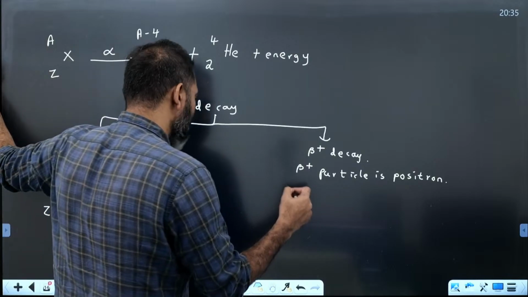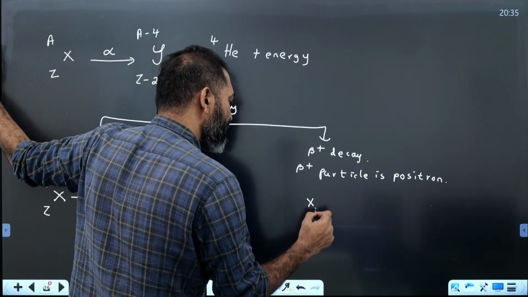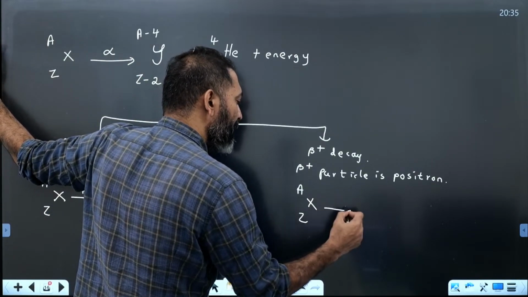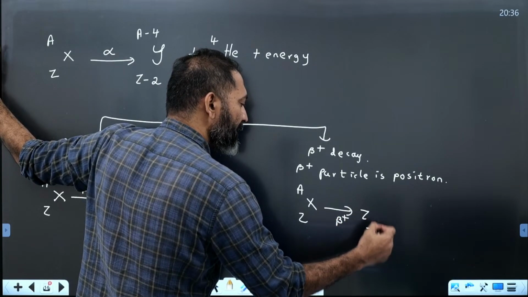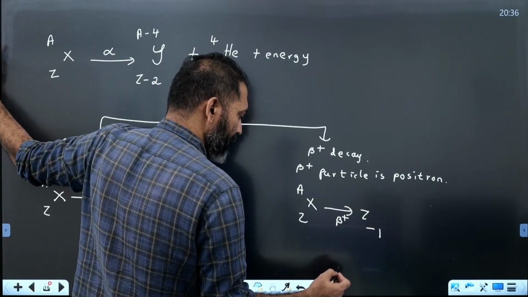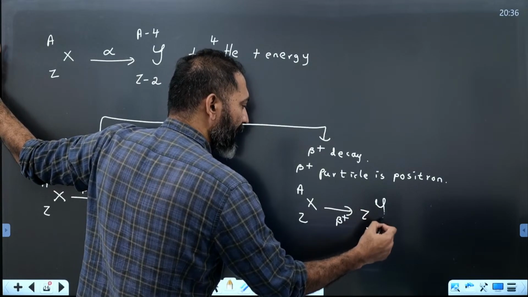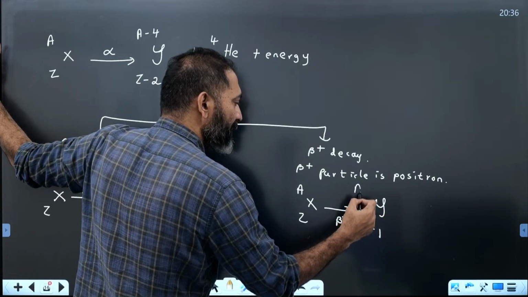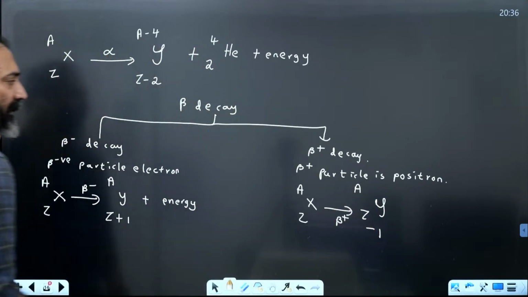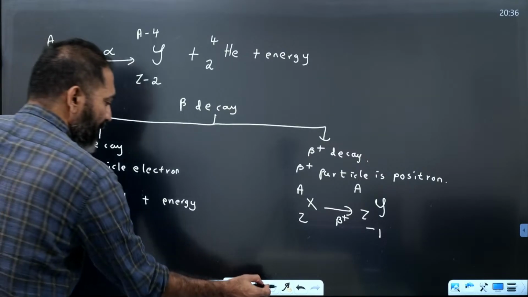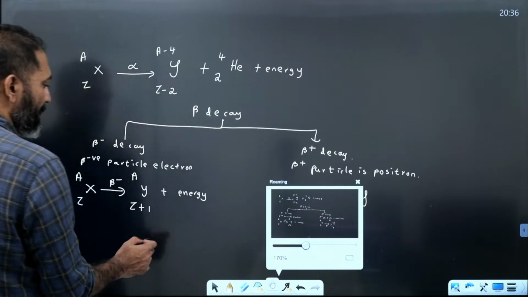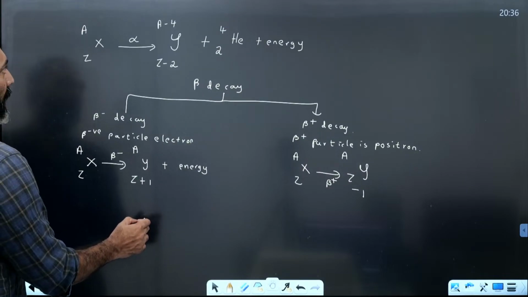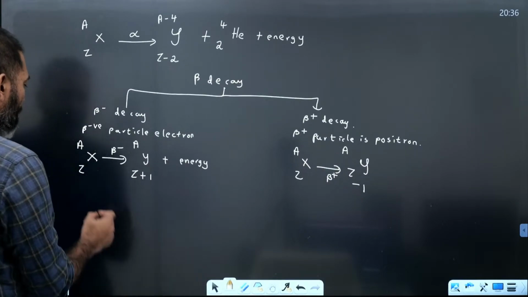Similarly, beta positive decay: X with Z and A, after beta positive decay, what happens? Atomic number decreases by 1, and it becomes another element, and there is no change in mass number. In either of the beta decays, there is no change in mass number. Now, I can explain further.